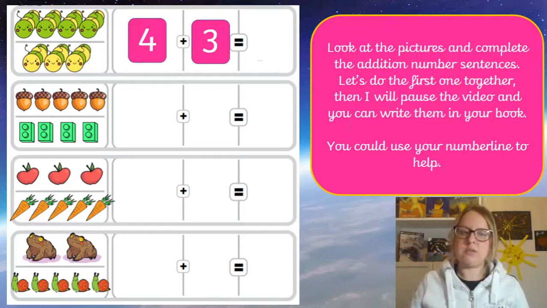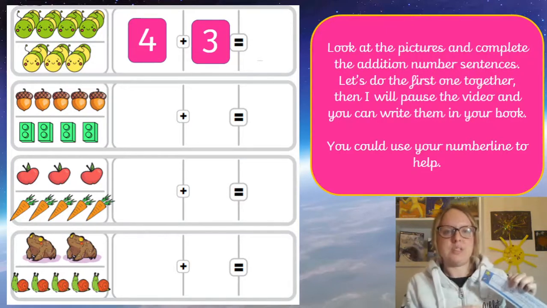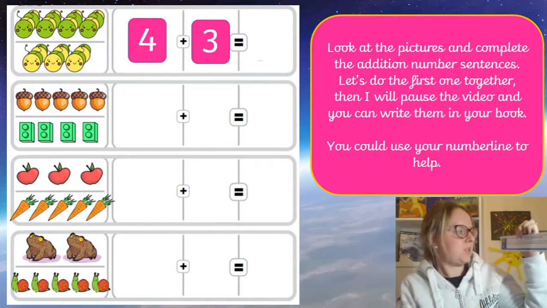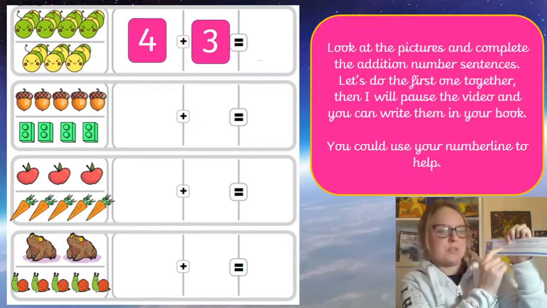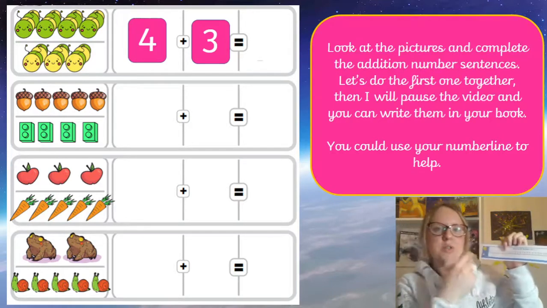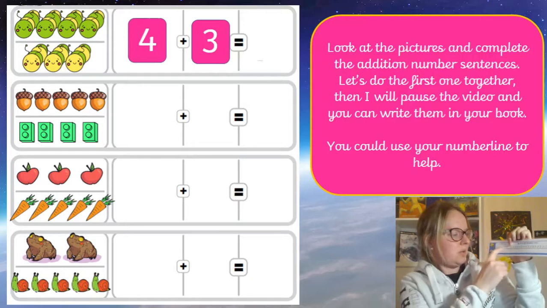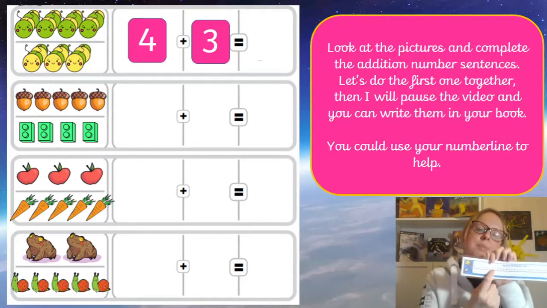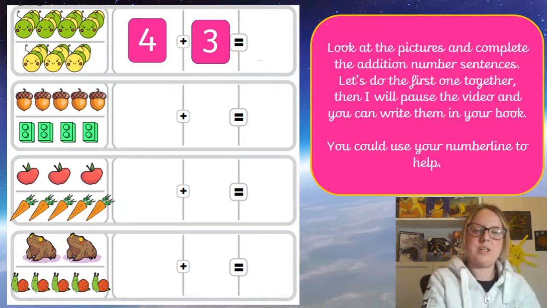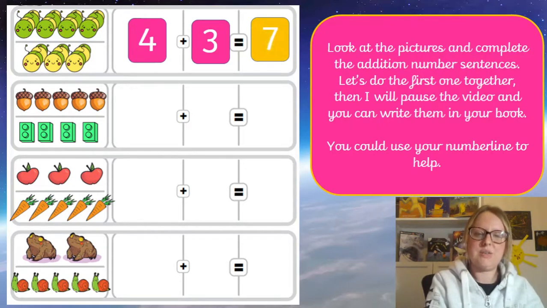4 plus 3. If I was adding on my number line, I would start on the biggest number, which is 4, and I would do 3 jumps. 1, 2, 3, and I would land on my number 7. So my answer is 7. 4 plus 3 equals 7. Now see if you can work out the next one.